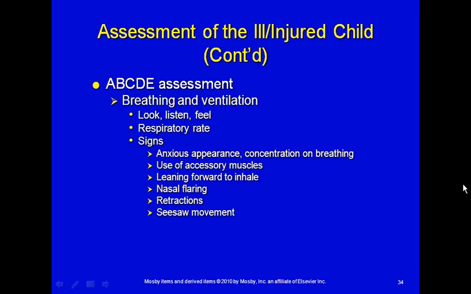Breathing and ventilation, you're going to look, listen, and feel. You're not necessarily going to determine a respiratory rate here as much as you are going to know whether it's fast or slow. Look for signs of breathing problems or an increase in work of breathing, like a very anxious appearance, the use of accessory muscles, leaning forward in the tripod position. Nasal flaring occurs pretty early in children when they are in respiratory distress.